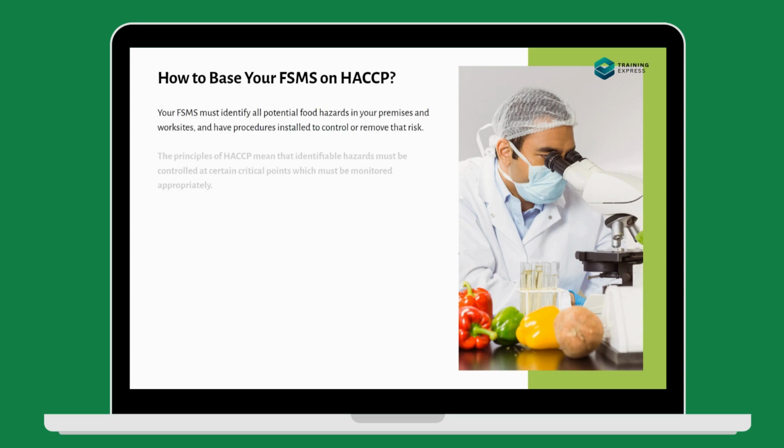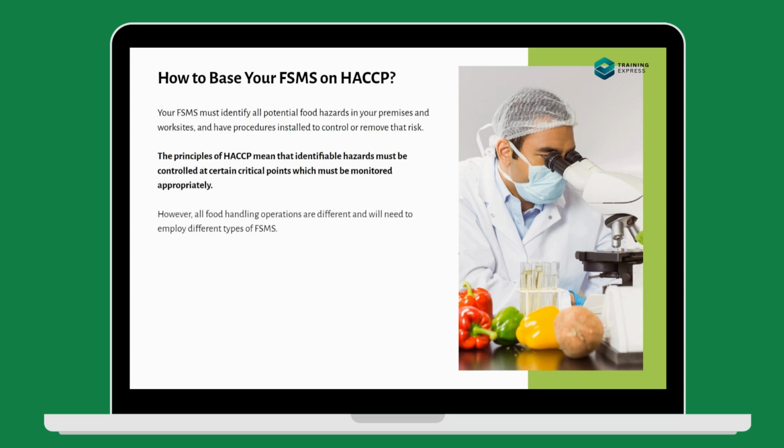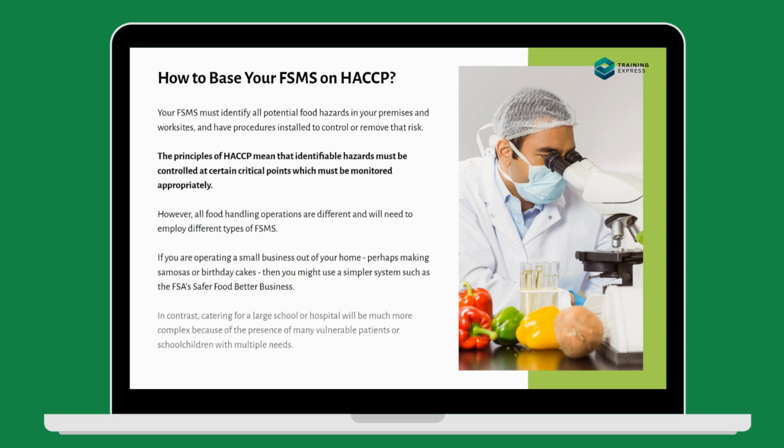How to base your FSMS on HACCP. Your FSMS must identify all potential food hazards in your premises and work sites and have procedures installed to control or remove the risk. The principles of HACCP mean that identifiable hazards must be controlled at certain critical points which must be monitored appropriately. However, all food handling operations are different and will need to employ different types of FSMS.